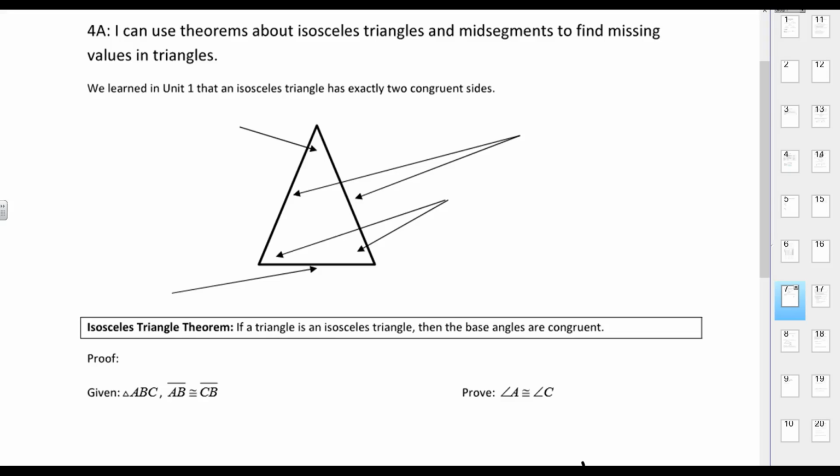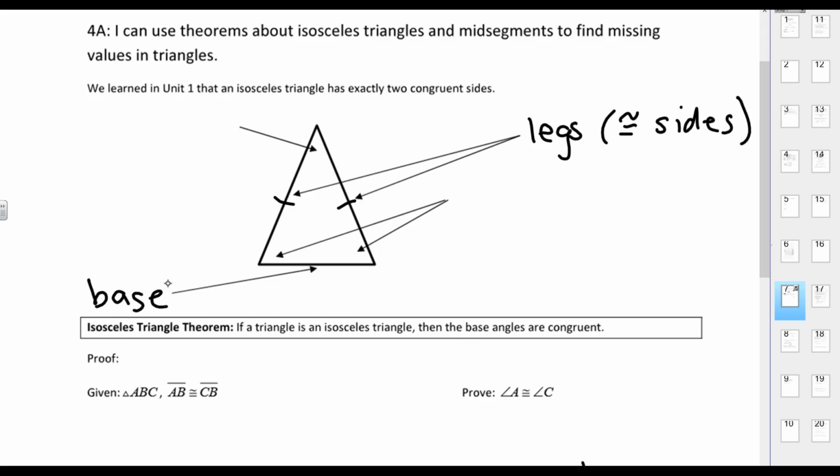I can use theorems about isosceles triangles and midsegments to find missing values in triangles. We learned in unit 1 that an isosceles triangle has exactly two congruent sides. In this case, my two congruent sides are here and here, and we call them the legs of the triangle. Okay, those are my congruent sides. The side that's not congruent, we refer to as the base of the triangle.